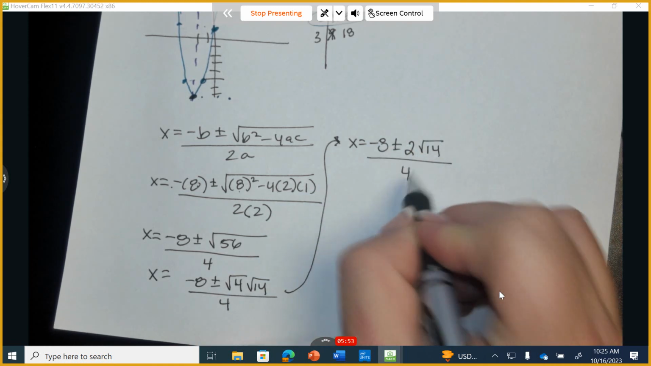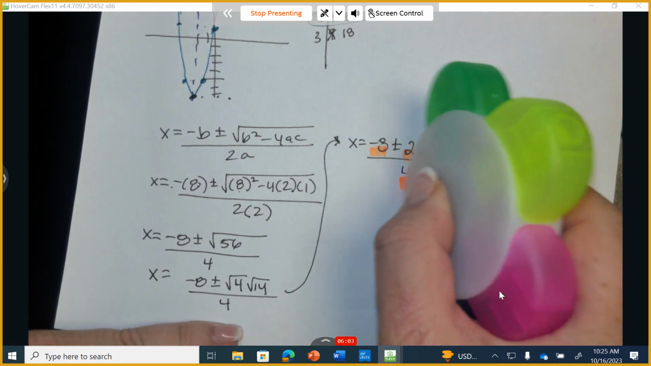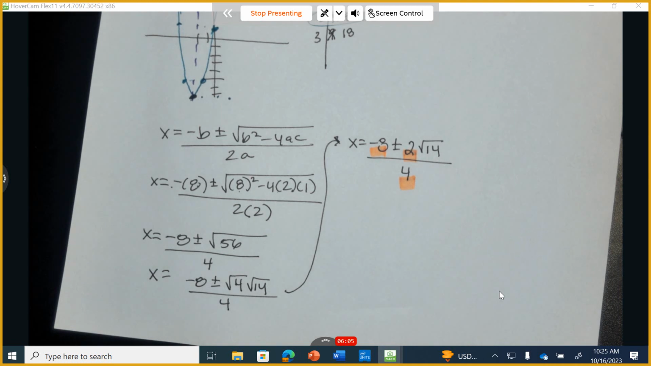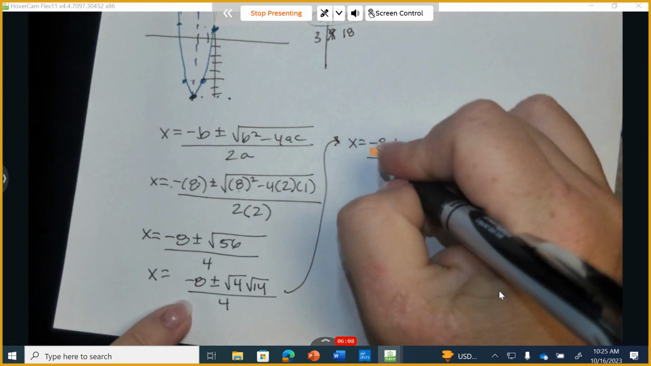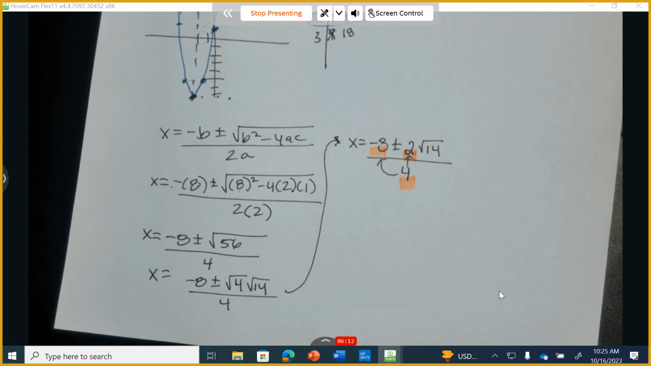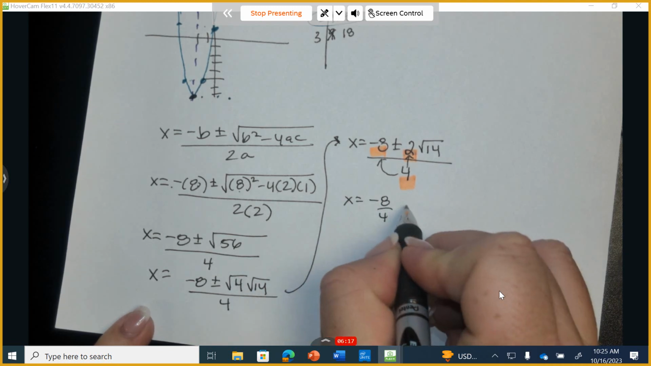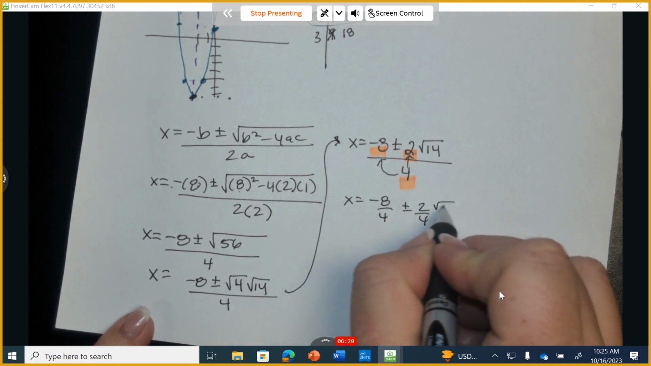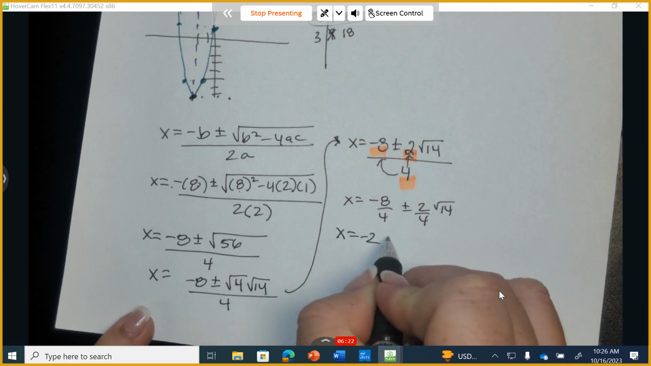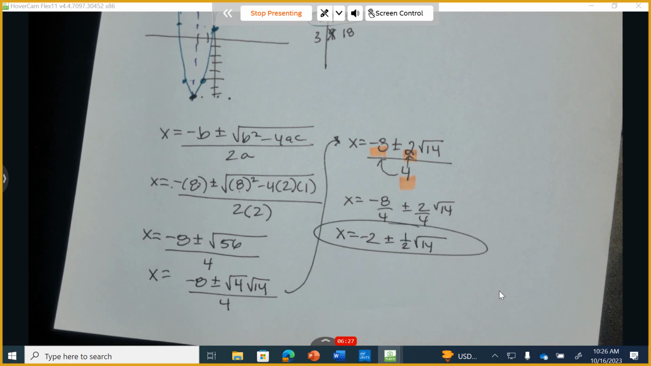And now the confusion often comes into, like, how do I reduce it further? What numbers do I need to know in order for me to reduce? The numbers that I'm underlining are the numbers that we are going to evaluate. So this 4 has to be shared with both the negative 8 and the 2, not with the 14. The square root of 14 is stuck with the 2. So I'm rewriting this as negative 8 over 4 plus or minus 2 over 4 square roots of 14. And then I just will reduce each part. These are the two answers.